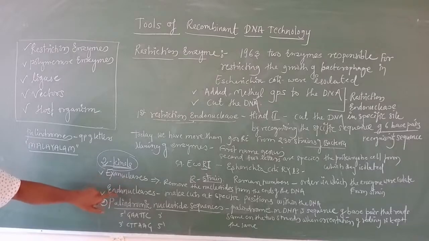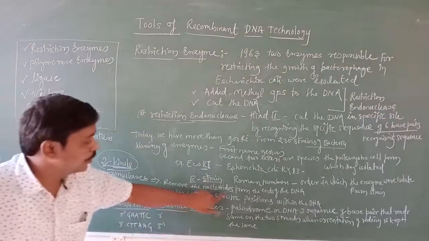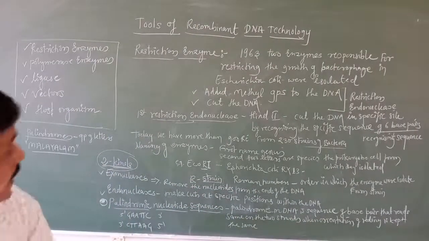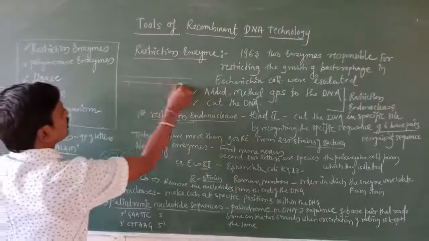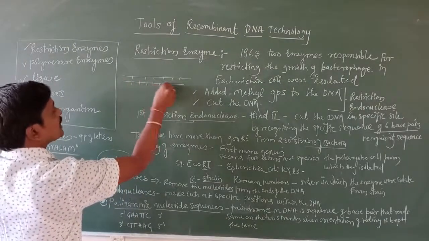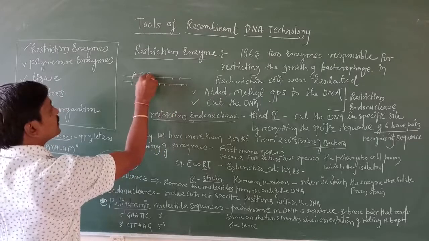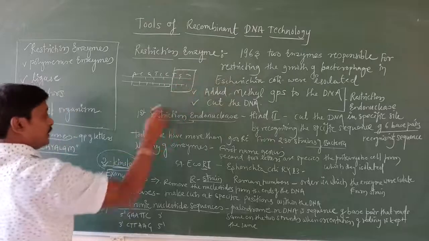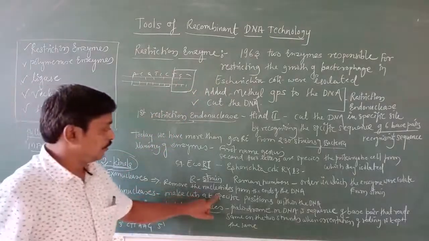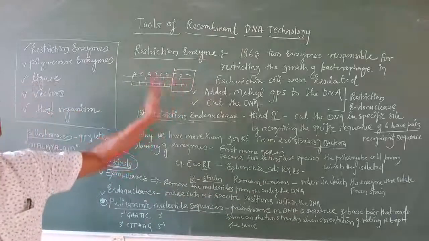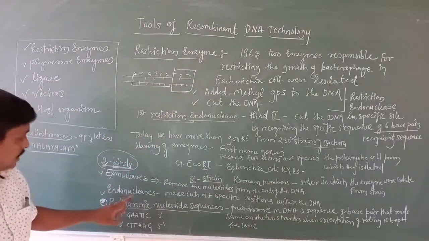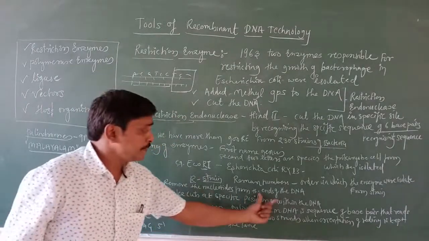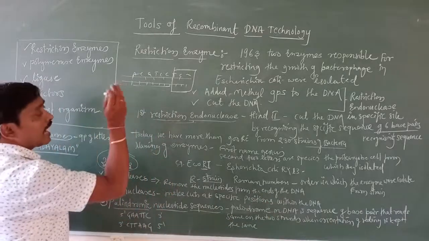What does exonuclease do? Exonuclease removes the nucleotides from the end of the DNA. For example, suppose this is the DNA strand and these are the base pairs. It is going to remove from the end of the DNA. Endonucleases may cut at a specific position within the DNA.